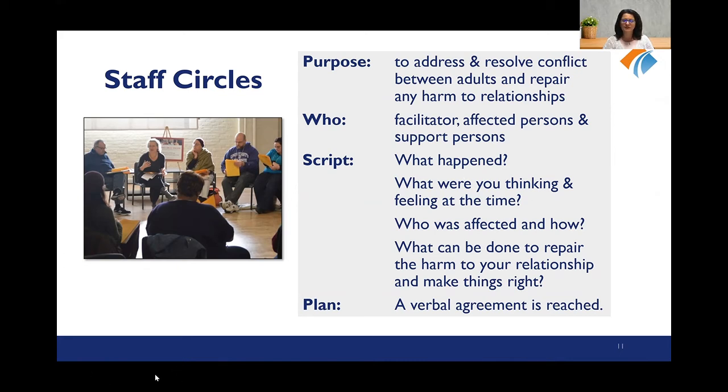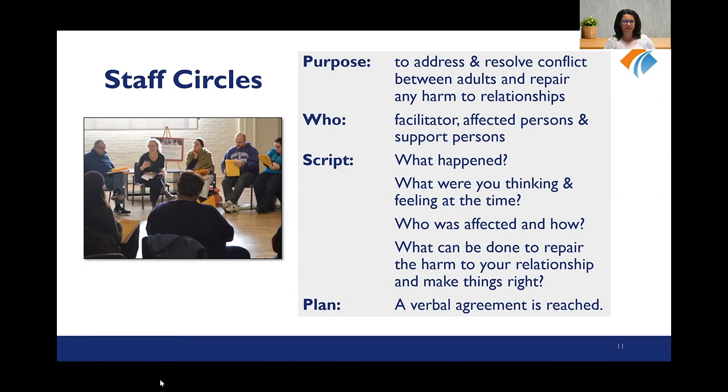Usually this type of process ends in a verbal agreement, and it is amazing how when people hear from their coworker about how they were affected, it really does tend to clear the air and make people more open to each other.